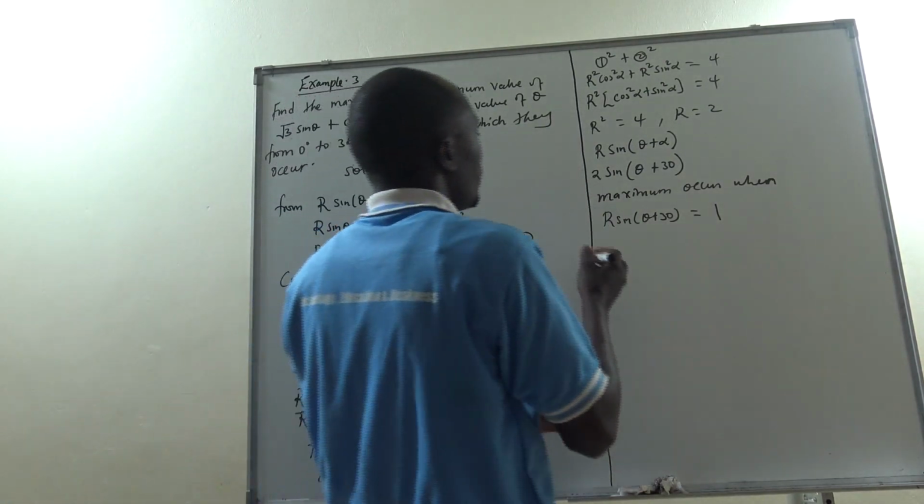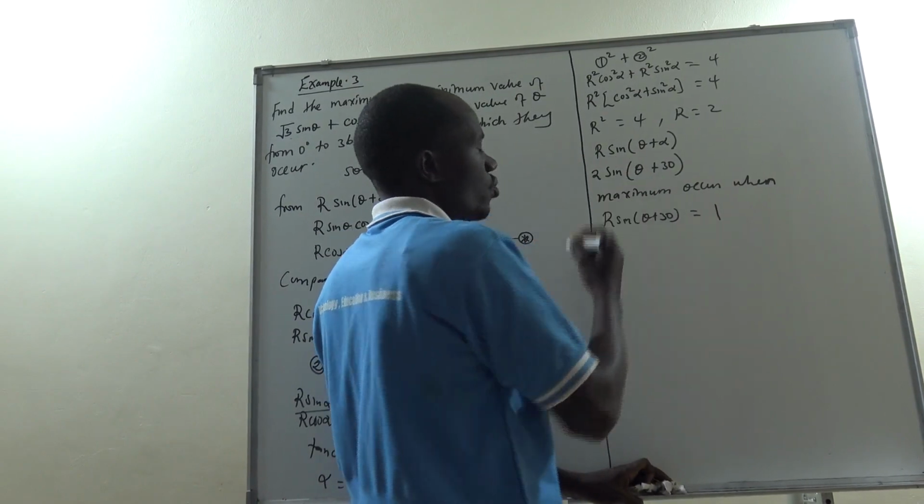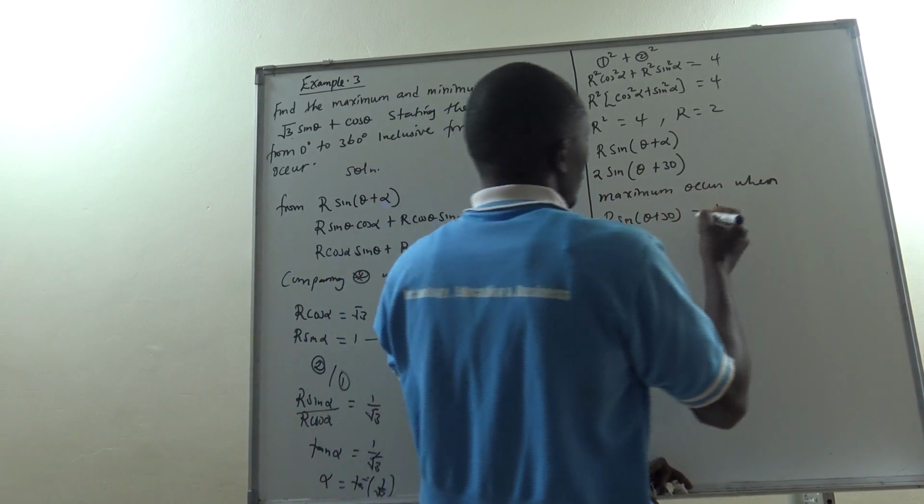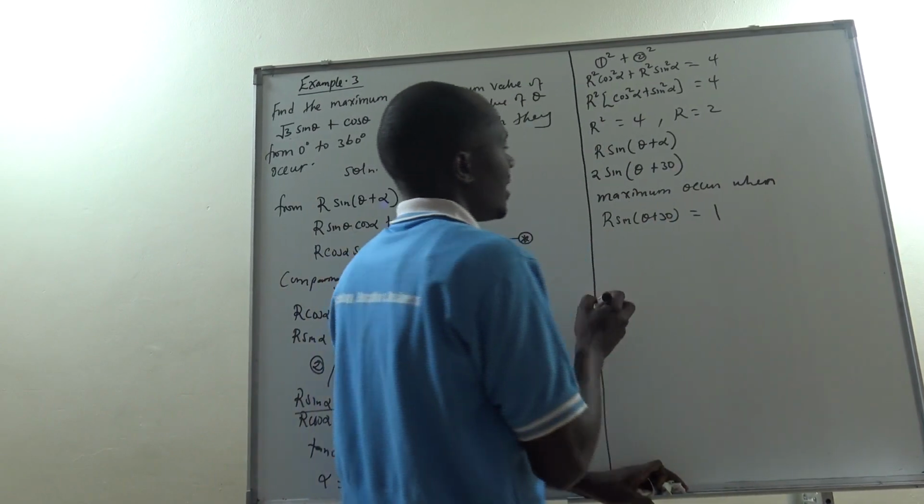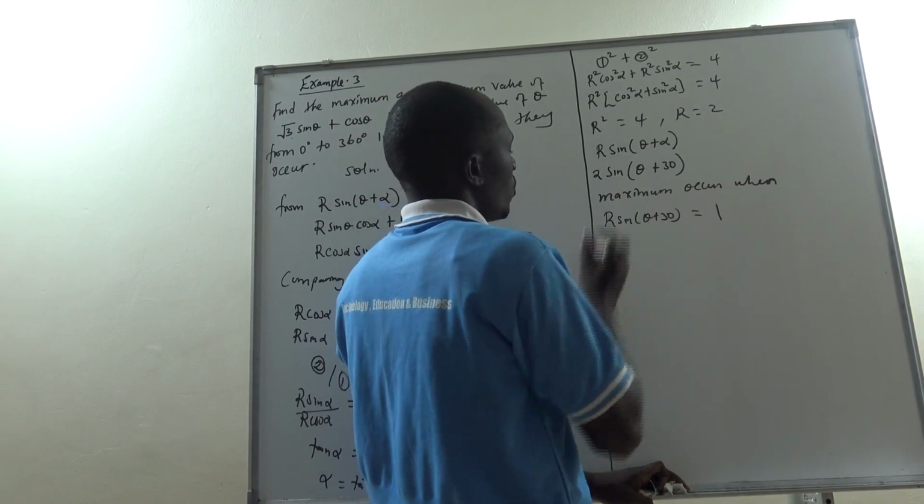So I've already got our value of 2. So here the maximum value is 2, which is termed as R. And the minimum value is going to be -2.